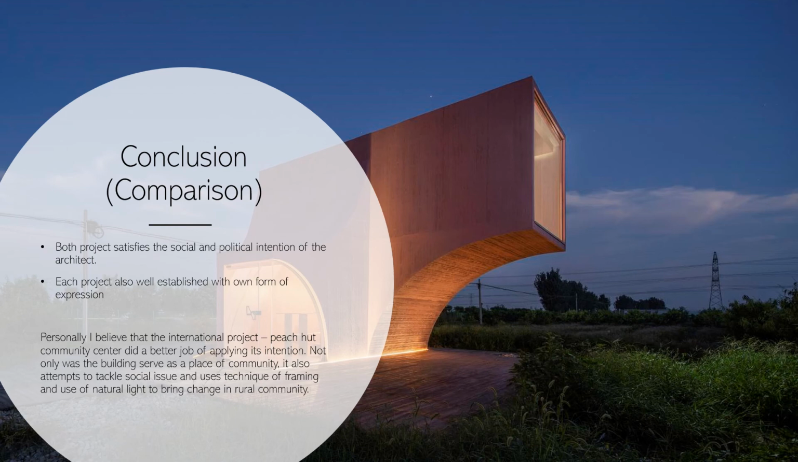Conclusion. Both projects satisfy the social and political intention of the architect, and each project was also able to splash in their own form of expression. However, personally I believe that the international project, Peach Hut Community Center, did a better job applying its intention.